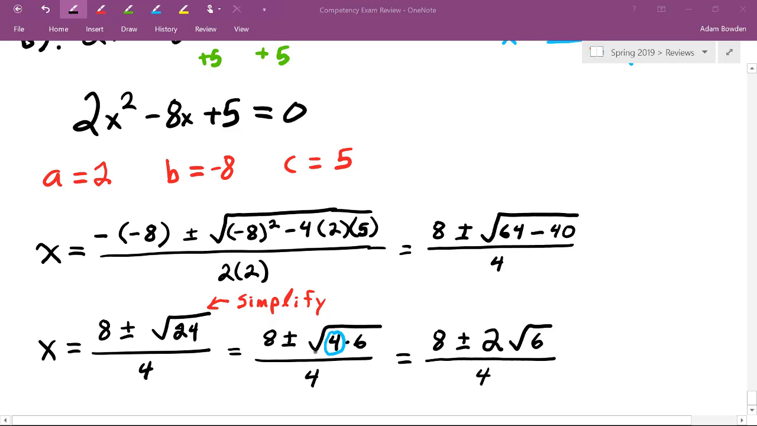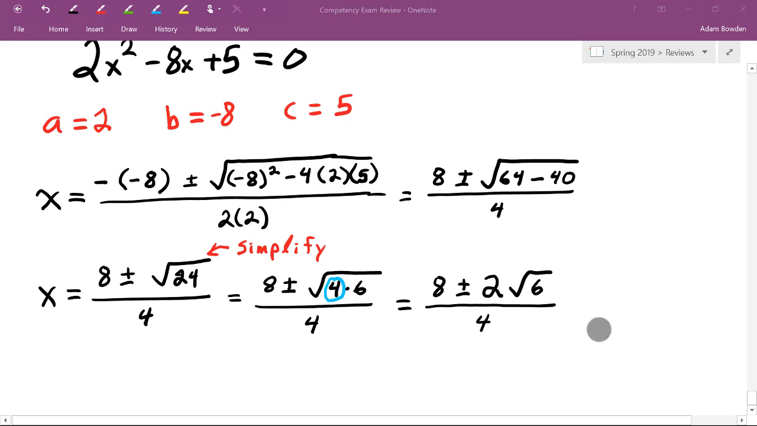Try to bring out numbers that we know the square root of, leaving us a smaller number on the inside of the square root. Okay, so that simplified it down to this. Now we can actually take it slightly farther. In the top, notice that there's 8 and 2. Both of those numbers have a common factor of 2.